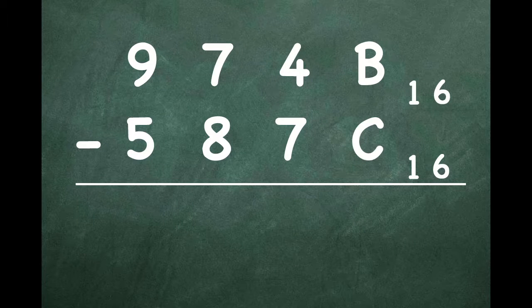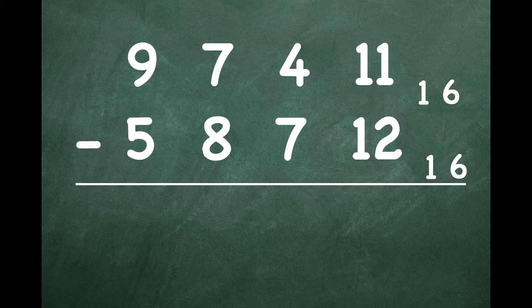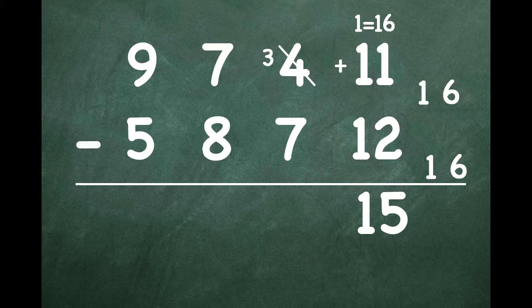Let's proceed to subtraction of hexadecimal numbers. Find the difference between 974B base 16 and 587C base 16. The first step is to convert all the letters into their corresponding decimal values. 11 minus 12 cannot be, so we have to borrow 1 from the next place and convert it to 16. Add 16 plus 11 and we get 27. 27 minus 12 equals 15.